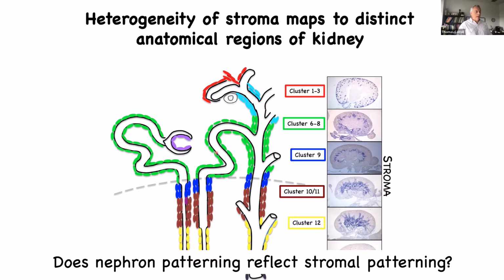We ruled that out by looking at the patterning in a mutant that did not have nephrons, a WNT9B mutant. And when we look at that, we can find that most of the stromal patterning actually exists even if you don't have a nephron. So the stromal patterning comes before the nephron patterning does, and it does not require nephron patterning.